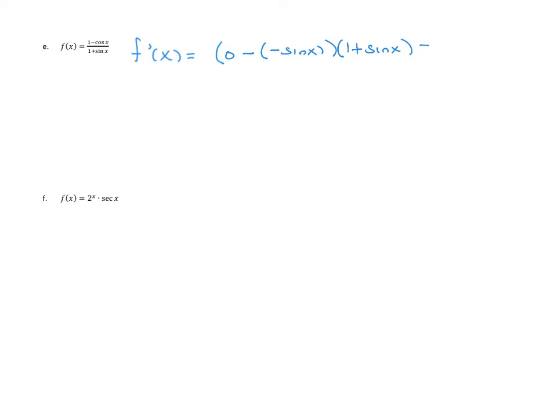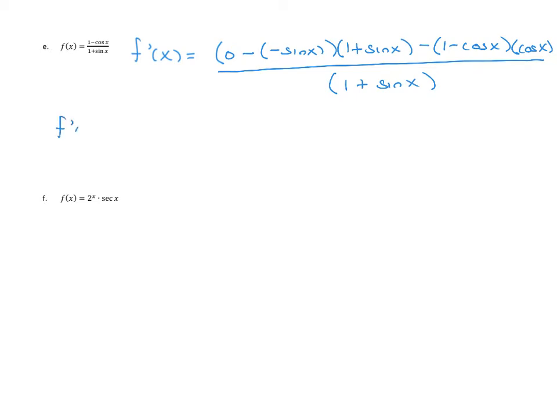And then we reverse this process. Copy down the numerator. And the derivative of the denominator is cosine x. This is all divided by 1 plus sine of x. And you could stop here, but I think I'll simplify it a little bit. Let's see. So this is sine of x times 1 plus sine of x.